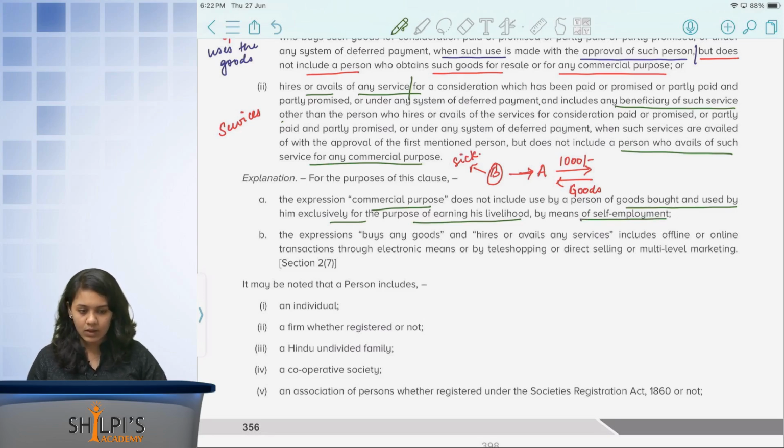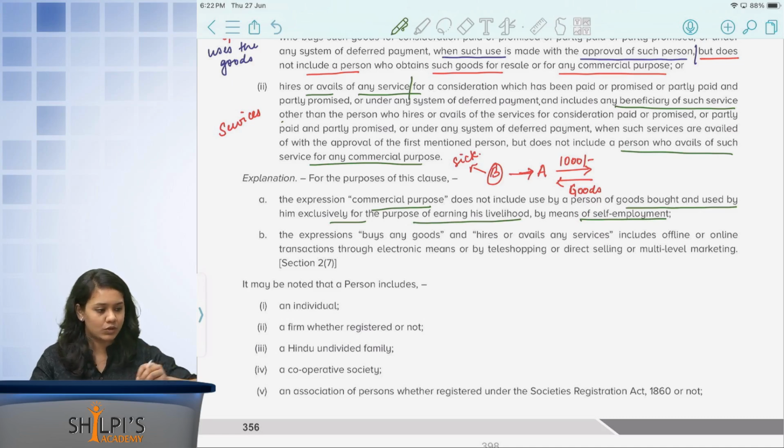Let's say that for my livelihood and for my self-employment, I am a tailor, and being a tailor, I will need a machine. I will need the tailoring machine or whatever it is that I require. Now I buy that particular machine and I'm using this for a commercial purpose. Because through this machine only, I'm going to sell out embroidered garments, or I'm going to stitch garments and sell it out. And for this purpose, I am earning my livelihood.